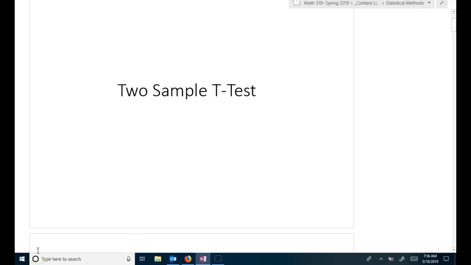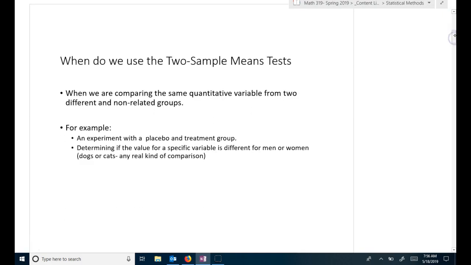So what we're going to look at here in this mini lecture is something called the Two-Sample T-test. The Two-Sample T-test is a test that we use when we're making a categorical to quantitative comparison. That is, our explanatory variable is categorical and our response variable is quantitative.